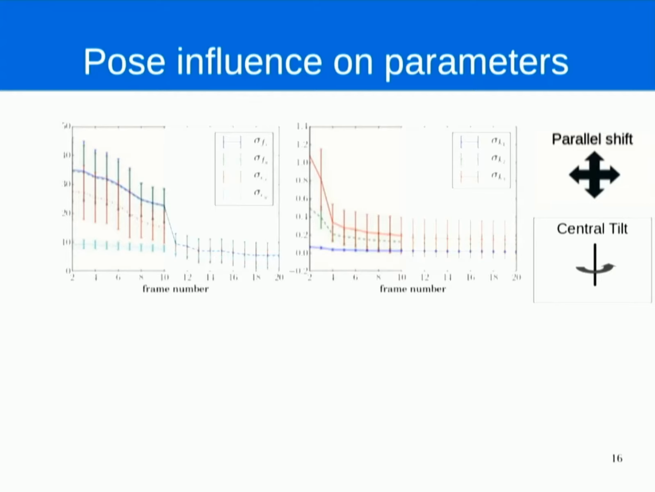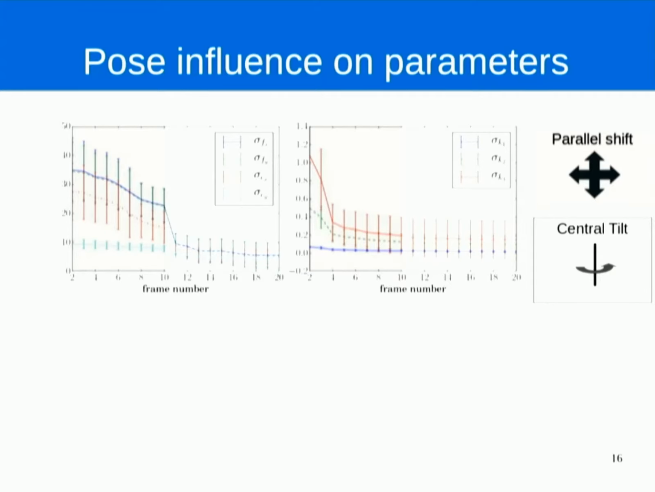And as we would expect, the uncertainty is high as long as the pattern is parallel to the image plane, because, as mentioned earlier, the focal length and principal point cannot be reliably estimated. As soon as we start tilting the pattern, there's a significant drop in uncertainty, and it converges to the final value. For the radial distortion coefficients, on the other hand, there's immediately a strong drop, and the uncertainty stays about the same.